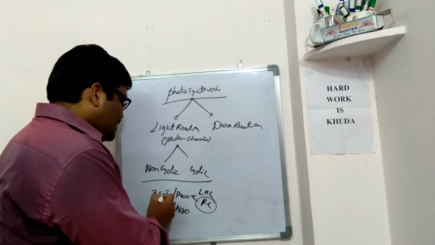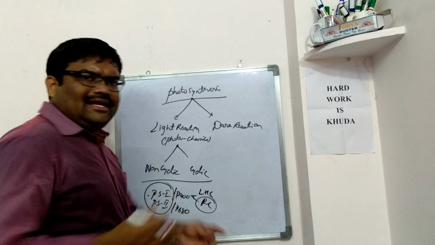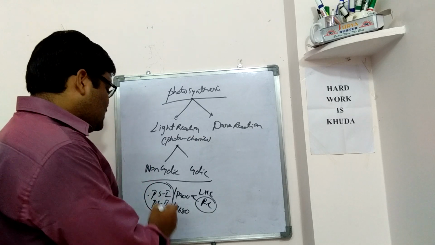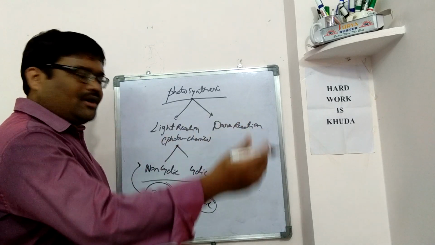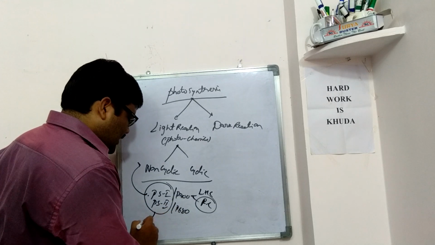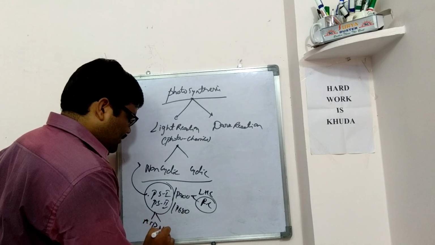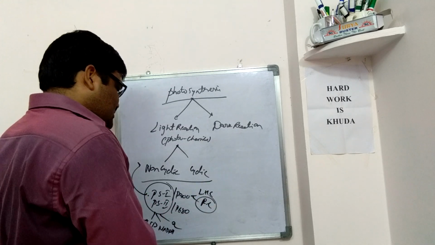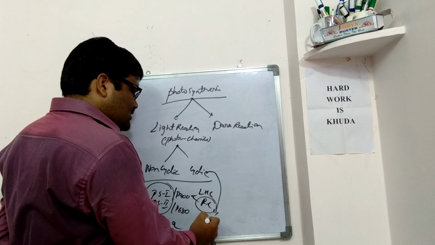If PS1 and PS2 are both linked together, just like the Z scheme, as we call it, it is known as non-cyclic. Here, the products of non-cyclic are ATP, NADPH, and oxygen as well. But in the case of cyclic, only PS1 is involved.